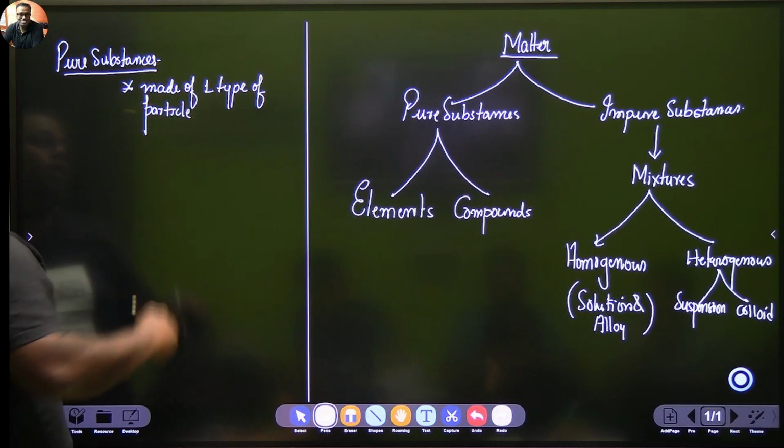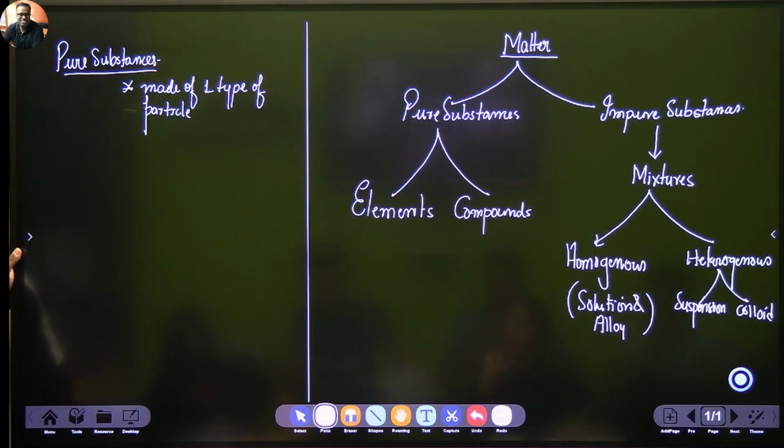Understand? A pure substance is made up of one type of particle. मतलब हमने क्या पढ़ा था? Matter is composed of particles. अब वो matter को अगर आप particle level में examine करने की कोशिश करें, you won't find 2-3 different types of particles, एक ही.